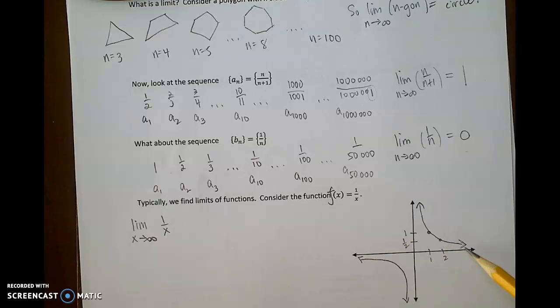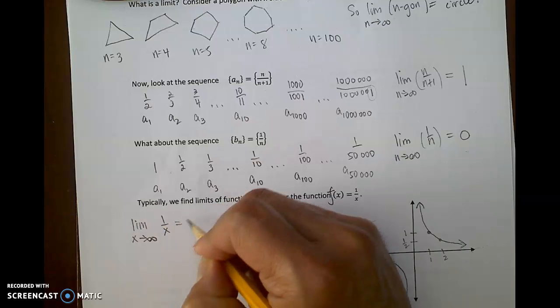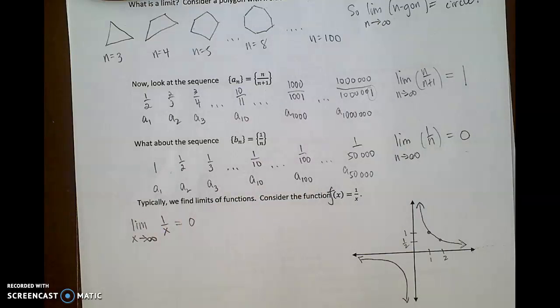Well, as x gets bigger and bigger, the value of our function gets smaller and smaller. And how small does it go? Well, it's approaching 0. We know from our previous studies that this is never going to cross the x-axis. It's getting closer and closer to the x-axis, meaning the output of the function is getting closer and closer to 0. So that's our limit. Our function values are approaching 0 as x goes to positive infinity.